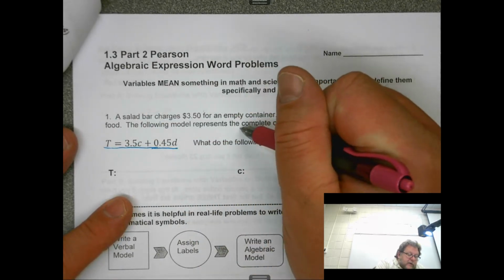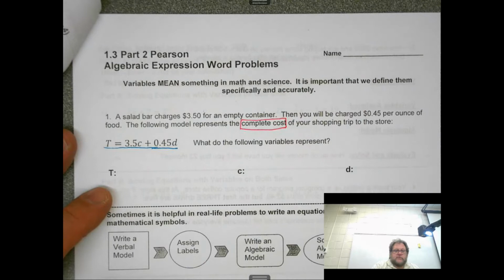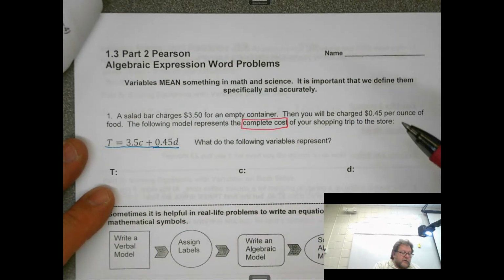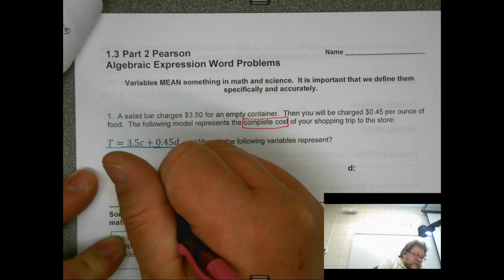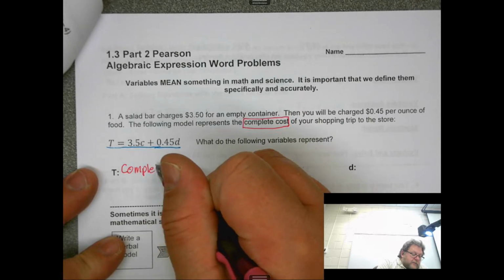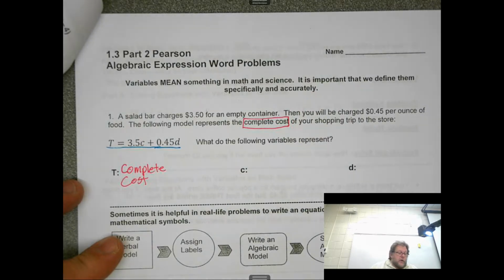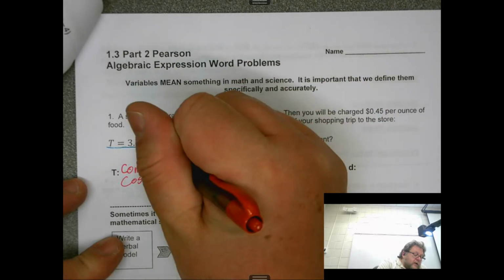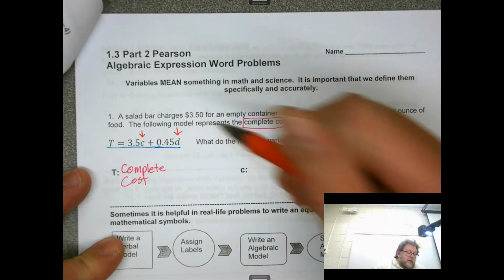So here's our T. I know students will normally put, well, that's the total cost. A lot of times, most of the problems will say total cost, but this one says complete cost. So we have to be really detailed here. We're going to do complete cost. That's the complete cost. And then we're looking at these variables in their model that they give us, which normally they don't, C and D. So we have to figure out what C is.